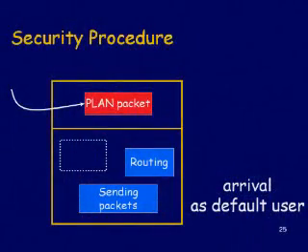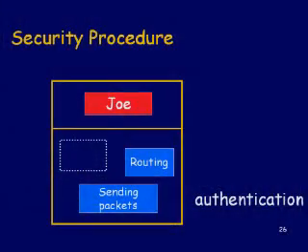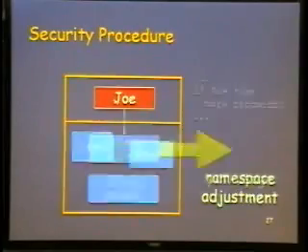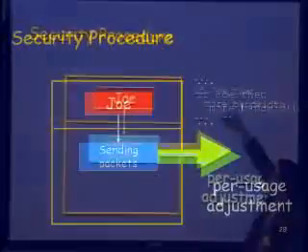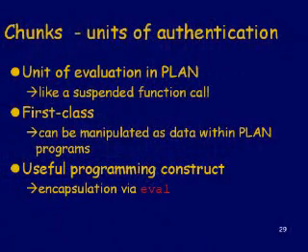So what's the security procedure? Well, you arrive as the default user, so you might want to install something. Figure out that you're Joe. Do the install with a namespace adjustment. And then once you've determined that it's Joe, then you allow more bandwidth. Okay, so here's how you can have a per user usage adjustment in network capability.